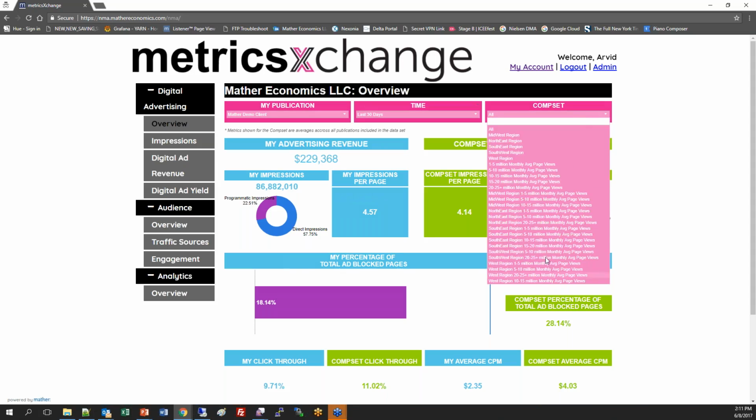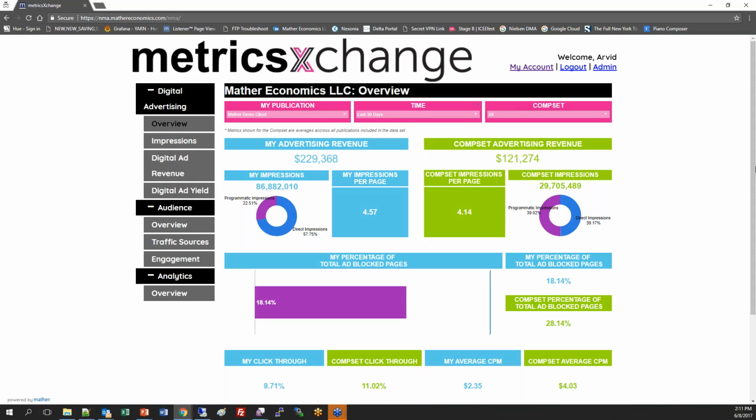Last thing I'll point out here in the drop-down is the comp set. So this is what you can compare yourself against. So for example, if you're a large publisher in the Western United States, you can actually compare yourself against other publishers of similar size and geography. So you can see there's a lot of combinations here. So again, from as low as 1 to 5 million pages a month to as high as 25 plus. That's the categories. So that's the filters.